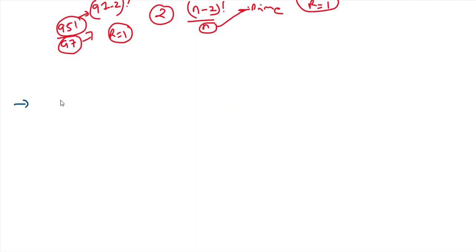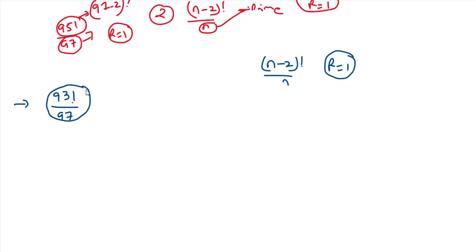Suppose you want to find the remainder when 93 factorial is divided by 97. Now this is not a direct application of Wilson's theorem, but we can still apply it. We know that (n minus 2) factorial divided by n gives a remainder of 1. But in this case, we have to find 93 factorial divided by 97, which is (n minus 4) factorial. So first of all, let's assume that the remainder in this case will be equal to r.